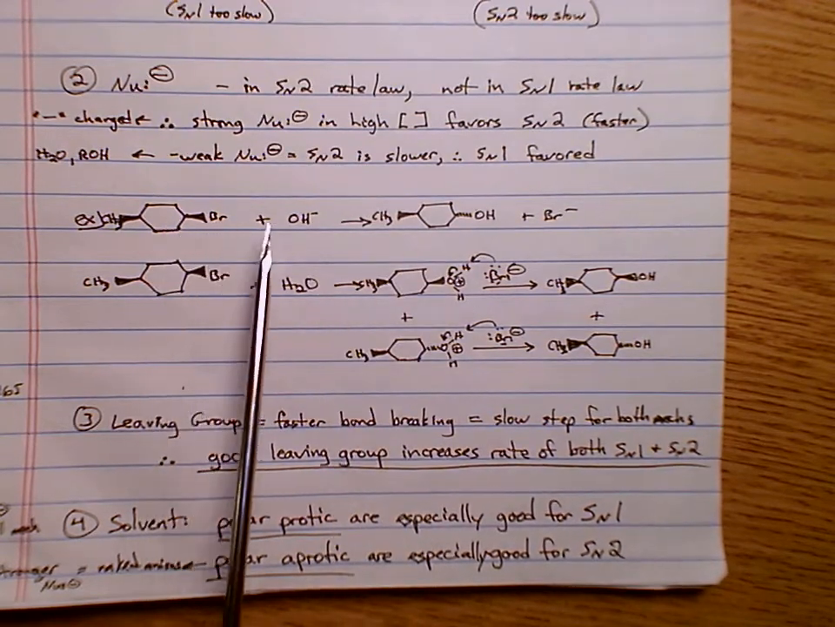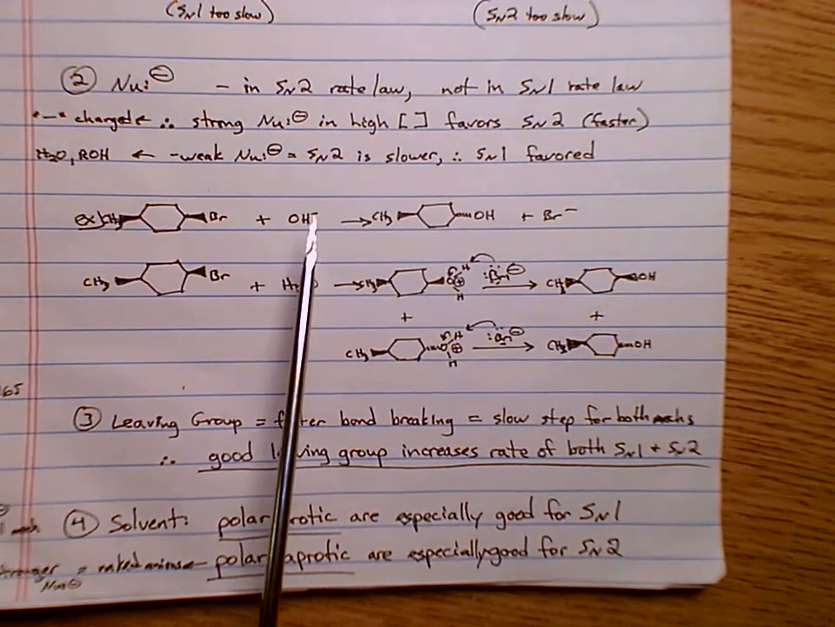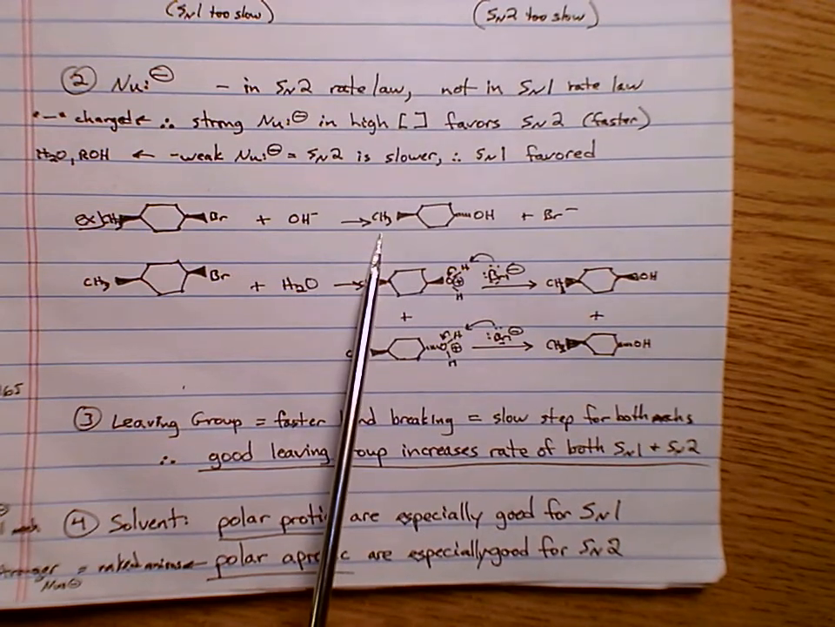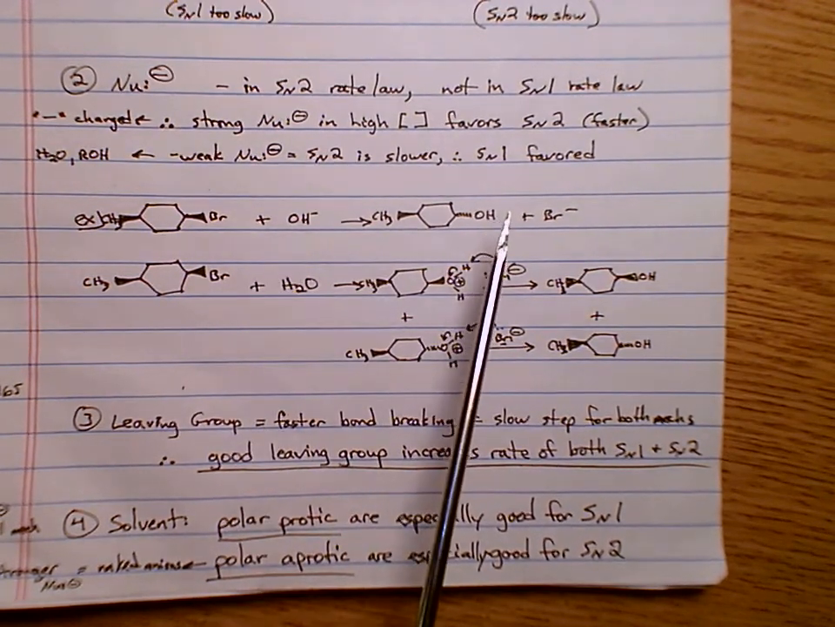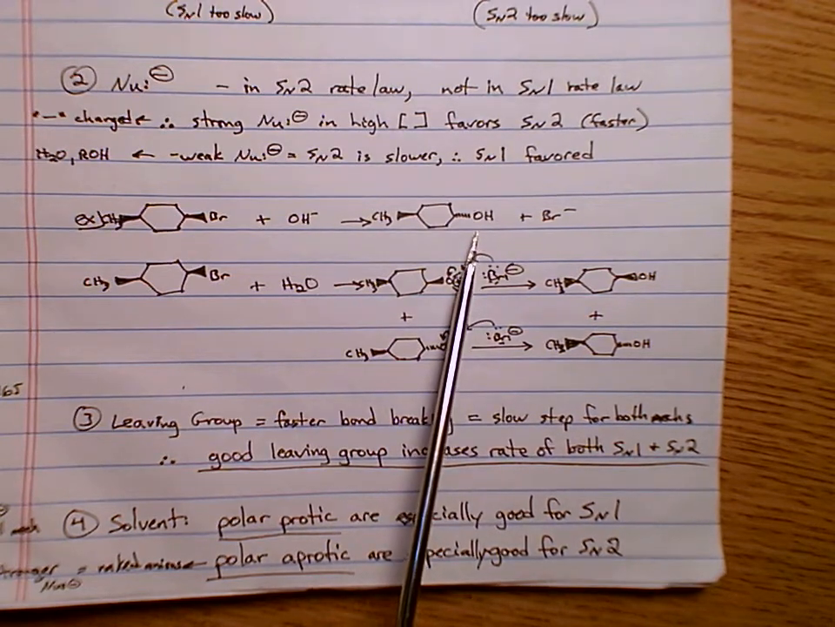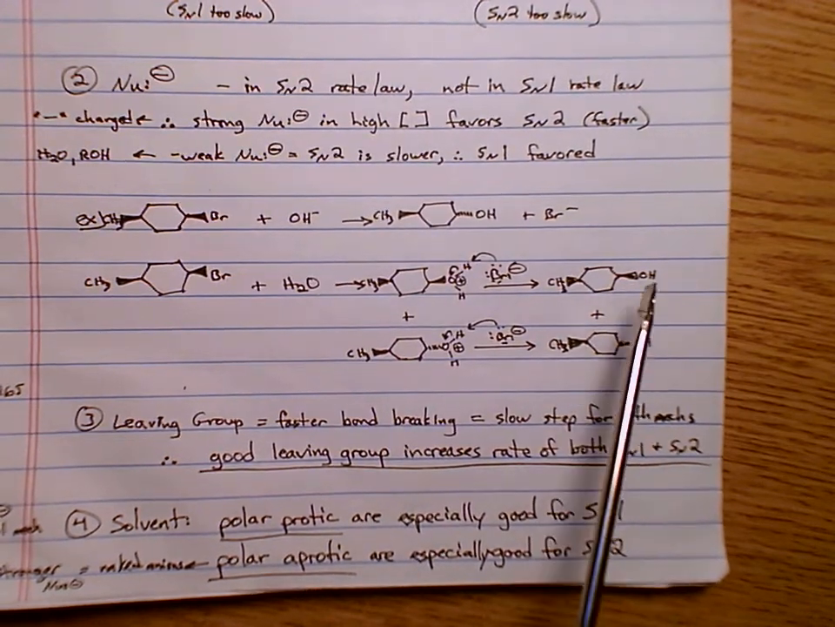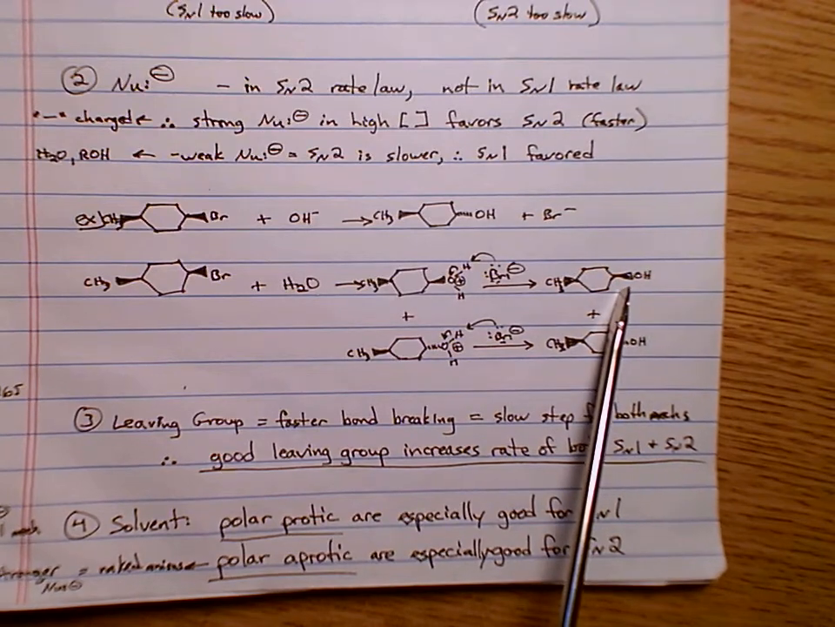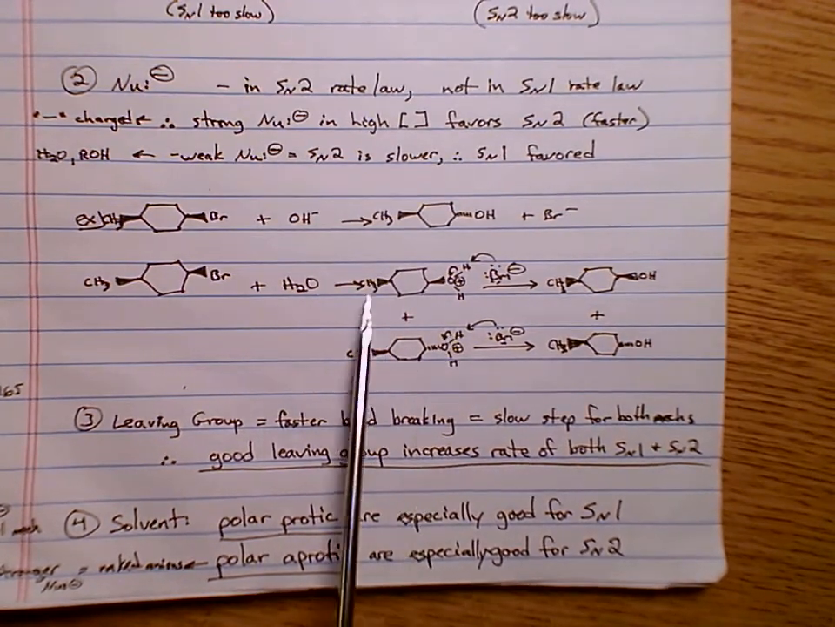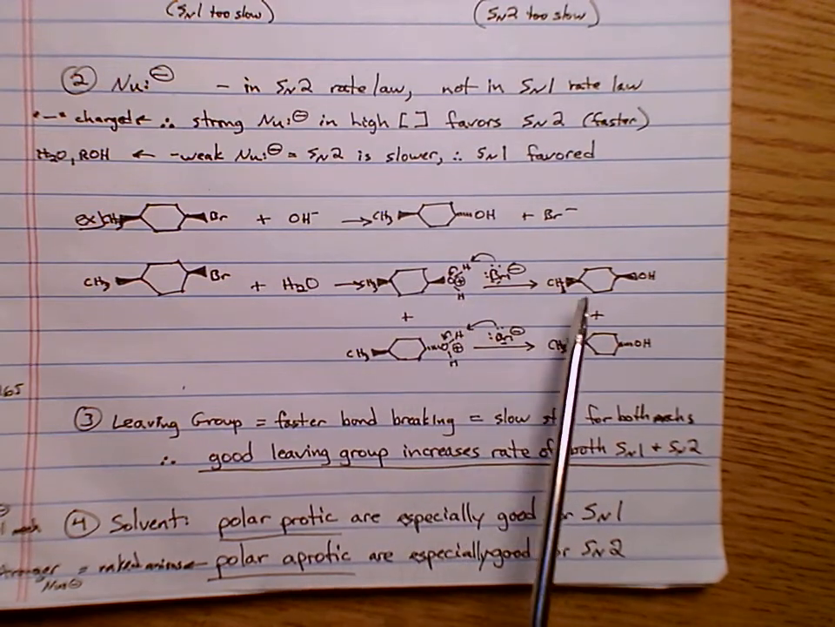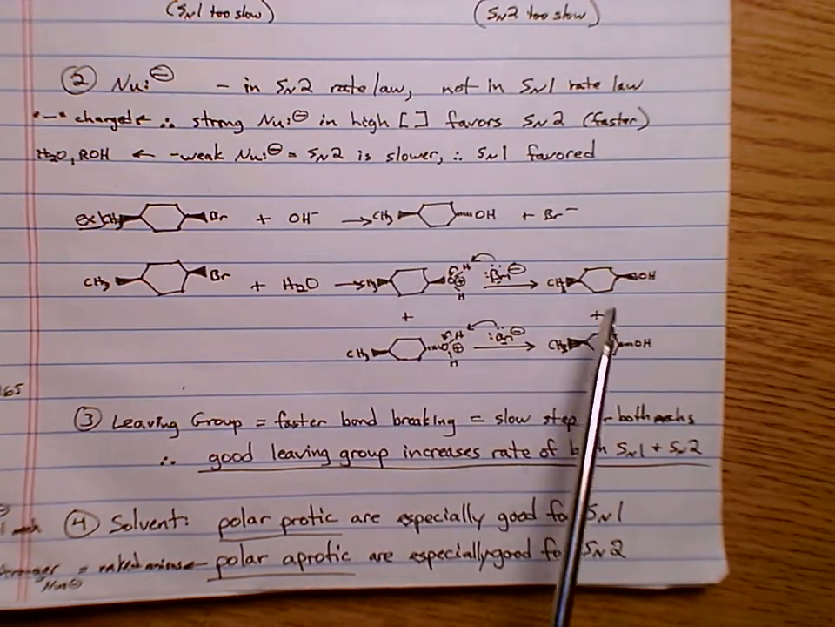So if all you wanted was to have the hydroxide trans to the methyl, you would have reacted with hydroxide and done the SN2 mechanism. But if you needed both of them, or if you needed the OH, the hydroxyl group, cis to the methyl, you'd have to run it under SN1 conditions with the weak nucleophile to get this 50-50 mixture here of the cis and the trans products here.